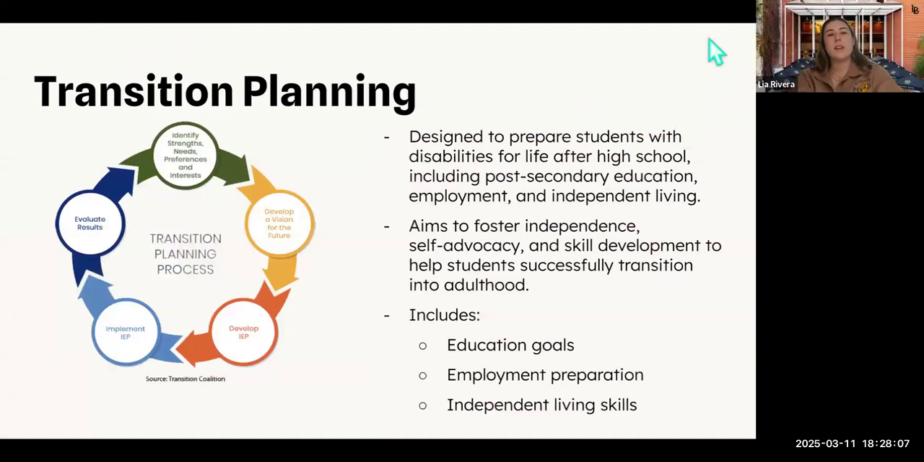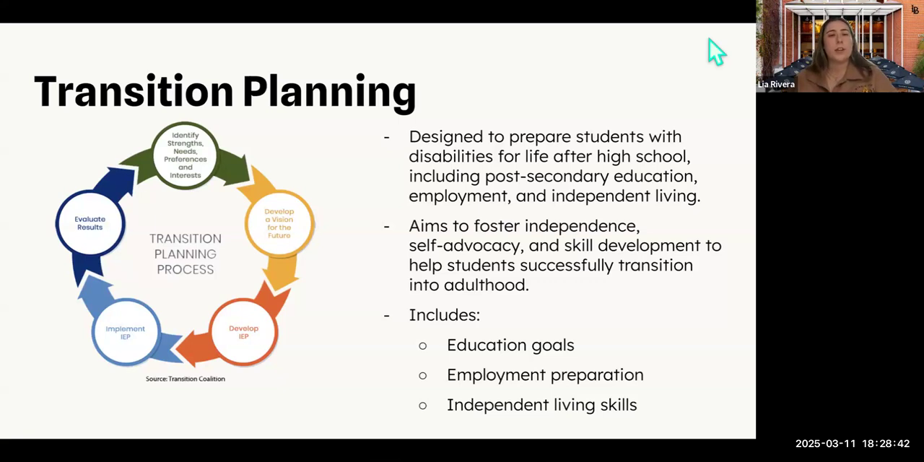Throughout the IEP process and the parental rights, mainly towards the high school age, many schools offer transitional planning, which is designed to prepare students with disabilities for life after high school. This plan may include post-secondary education, employment, and ideas for independent living. The goal of transition planning is to foster independence and self-advocacy skills, just to make sure that they're able to successfully transition out of the classroom and into adulthood.